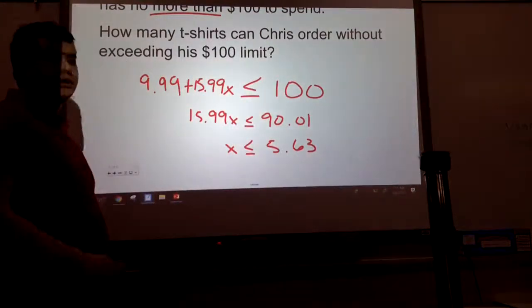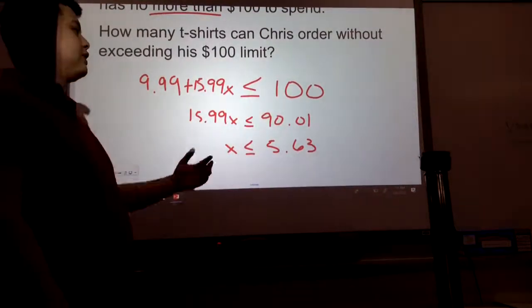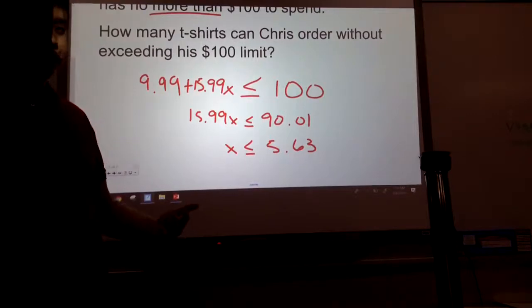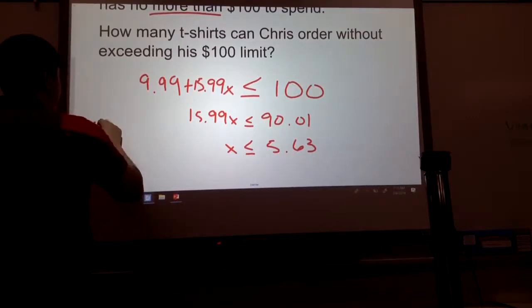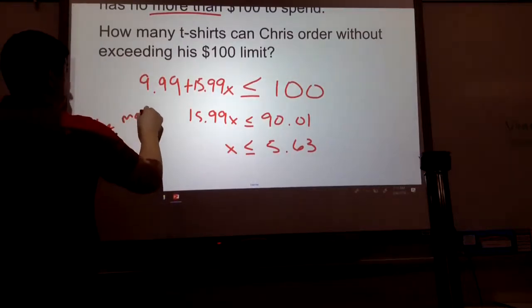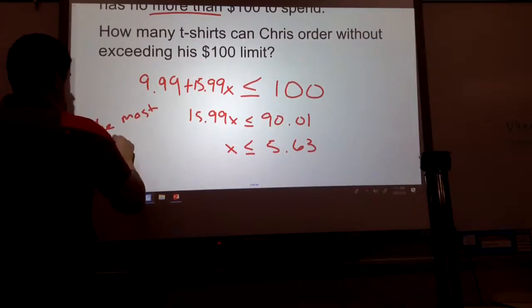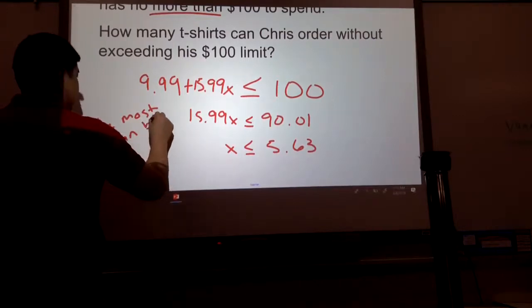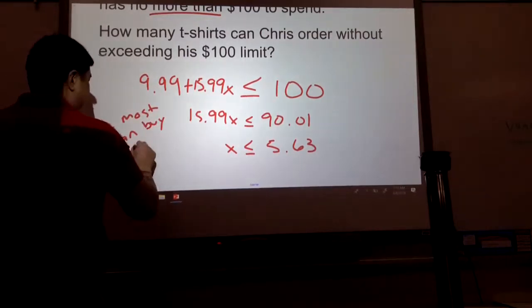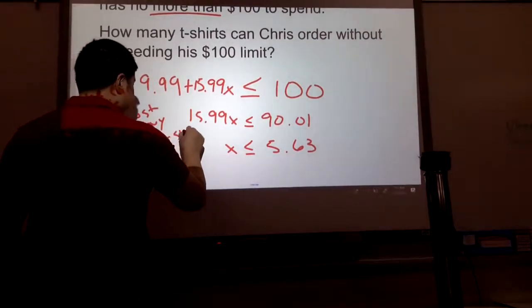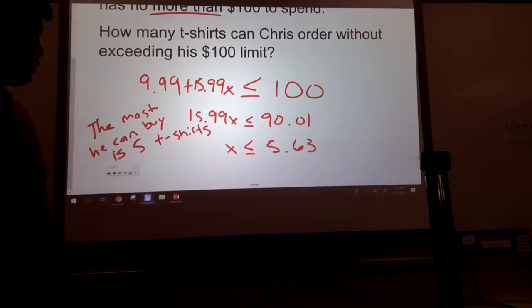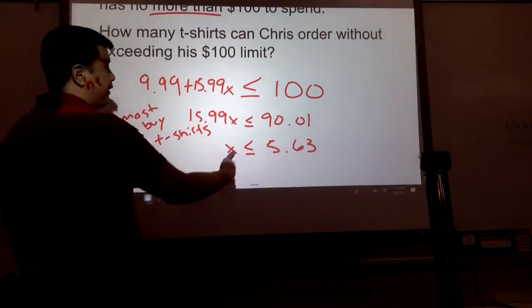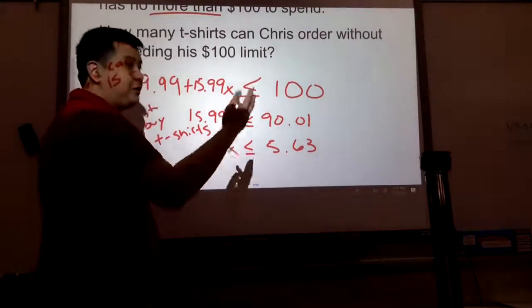Now, we have to think about this a little bit logically. You can't buy 0.63 of a t-shirt. Okay? So therefore, the most he can buy is 5 t-shirts. Okay. The most he can buy is 5 t-shirts because we're not going to buy 5.5 t-shirts. We're not going to buy 5 1/10 t-shirt.